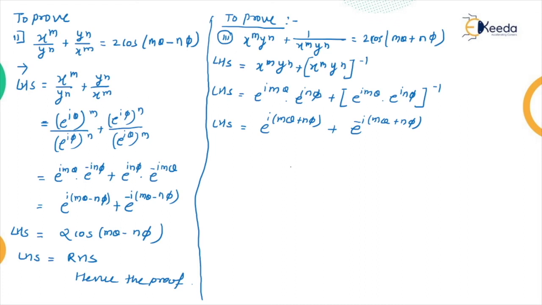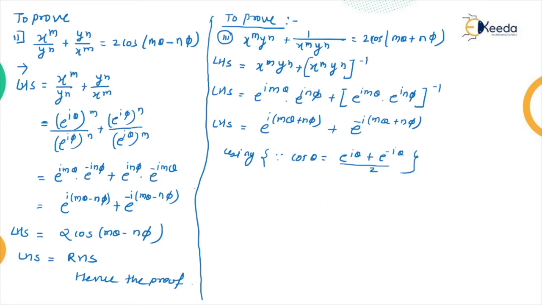Okay, that is the base, e is there, guys. And by using again the formula, what is the formula? The formula is cos theta is nothing but e to the power i theta plus e to the power minus i theta, divided by 2.